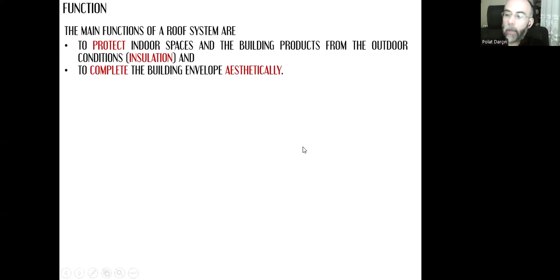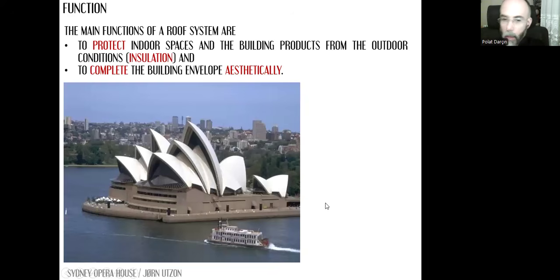And of course, equally important, the other function is to complete the building envelope aesthetically. I'm sure you know this building. This is Sydney Opera House, designed by Jorn Utzon. Here we can see this definite seashell-like structure or envelope or form, and that's obviously the upper part, which constitutes the roof of this building.